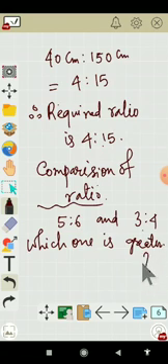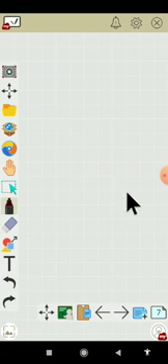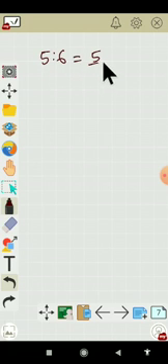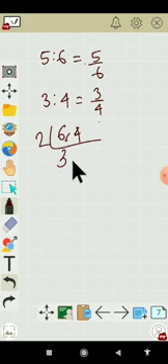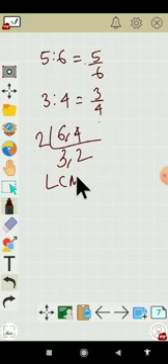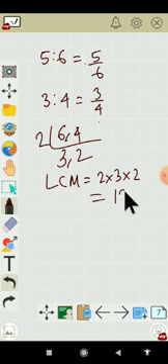So this is the question, but how do you find out this question's answer? First, write down 5 is to 6 equal to 5 by 6, and 3 is to 4 equal to 3 by 4. Now look, these are in fractional form, so we can write the LCM of 6 and 4. 2 3s are 6, 2 2s are 4, so the LCM will be 2 into 3 into 2, that is 12.